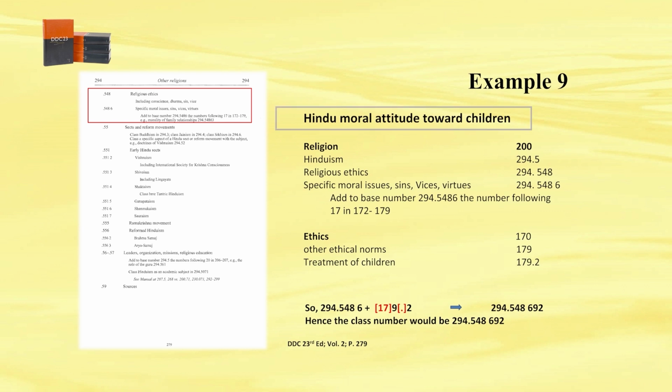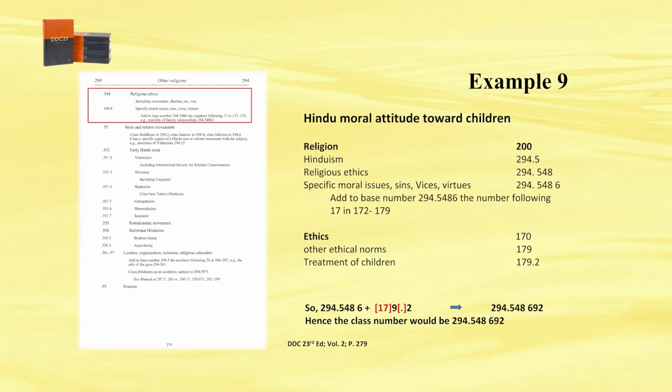Now the next example is Hindu moral attitude towards the children. This is again from under 294.5, because Hinduism is concerned. Then under it you can find the direct number of religious ethics, that is 294.548.